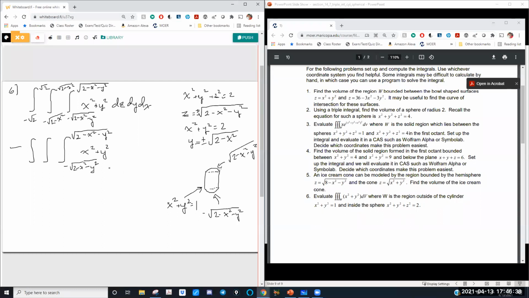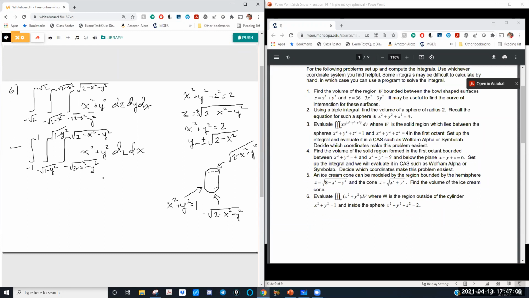To Garrett's point, we can do either set of limits next. So let's switch it just for practice's sake. If we wanted to do x next, we'd solve this for x instead of y. So it'd go from negative square root of 1 minus y squared to square root of 1 minus y squared. And then our last set of limits are just going to be our radius, negative 1 to 1.